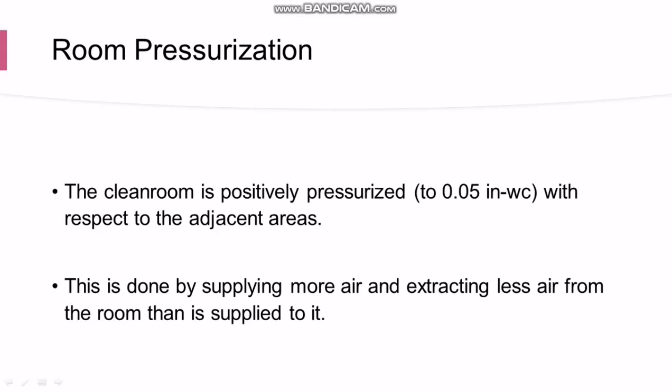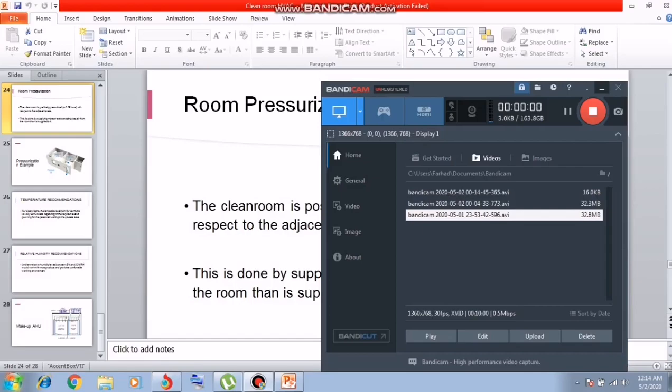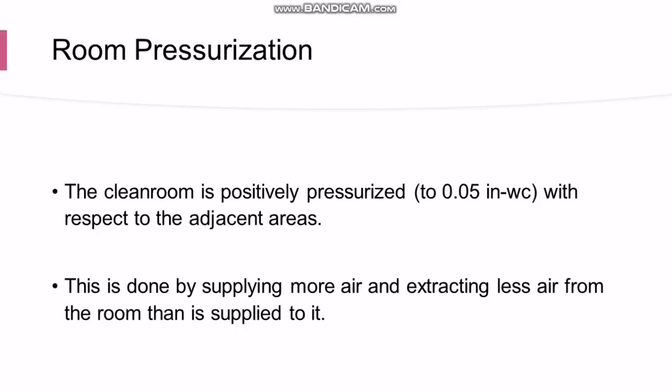So you just have to pressurize your area with respect to the adjacent area. Like if you have 0.05 inch water column in your clean room, the pressure in your clean room is 0.05 inch water gauge, so the pressure in other area should be less. This is done by supplying more air and extracting less air from the room than it supplied.